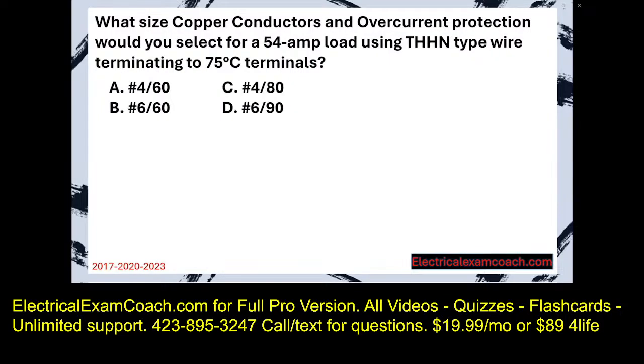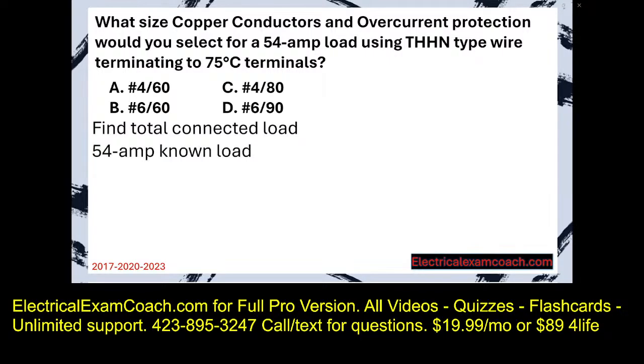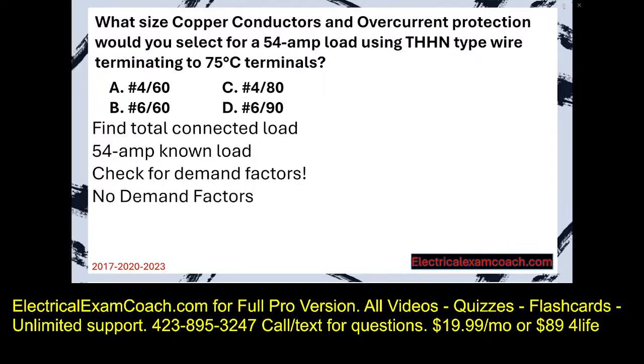What size copper conductors and overcurrent protection would you select for a 54 amp load using THHN type wire terminating to 75 degree C terminals? Step 1, we're going to find our total connected load. In this case, we have it. It's 54 amps. But we must check for demand factors. Well, they've not mentioned a specific piece of equipment or that it's going to run for 3 or more hours. So in this case, there are no demand factors.